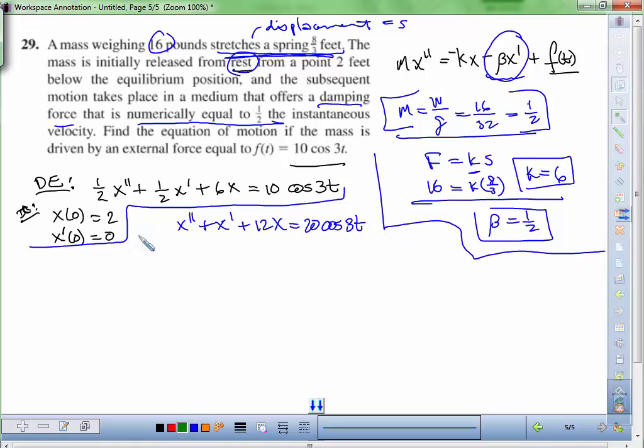We're going to look at the auxiliary equation. I'll remember m this time. m squared plus m plus 12 equals 0. Is that nice? 3 and 4? So this is going to be 3 and 4. We got 2 real roots. What kind of solutions are these, or what kind of system is this? Critically damped.